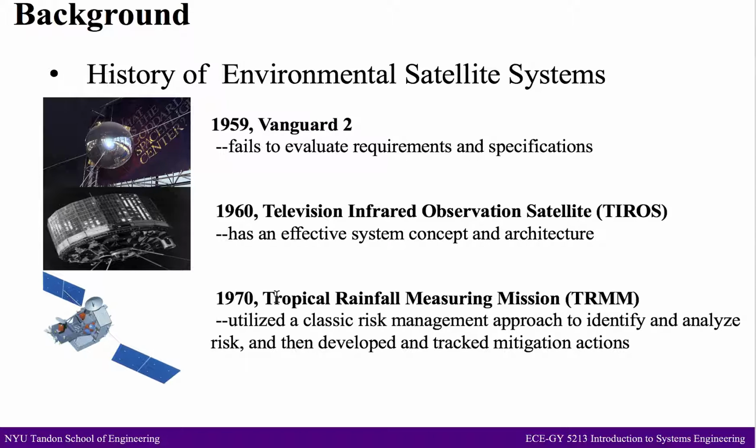The first one is Vanguard 2. On February 17th, 1959, the first weather satellite, Vanguard 2, was launched. It was designed to measure cloud cover and resistance, but this system failed to evaluate requirements and specifications for the effectiveness before beginning the program. Its poor axis of rotation made it incapable of collecting a significant amount of useful data.